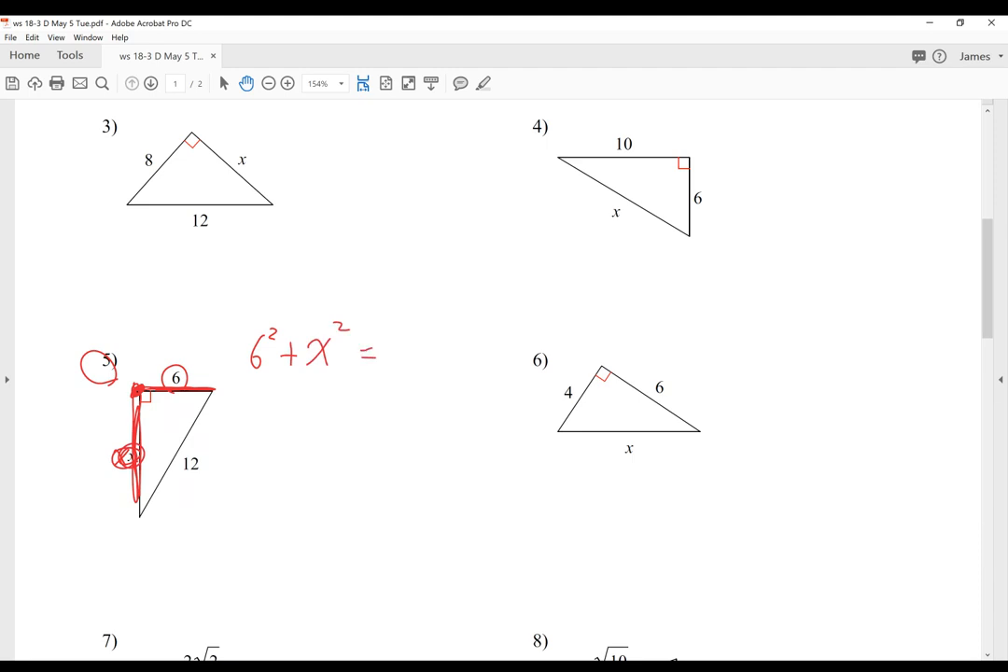And these two can be switched. It could be x squared plus 6 squared. It does not matter because you're adding. But one thing that must be by itself is the hypotenuse, which is 12 squared. So the longest side must be by itself. The other two sides don't matter. So 36, 144 again. And then subtracting 36, you're going to get 108.